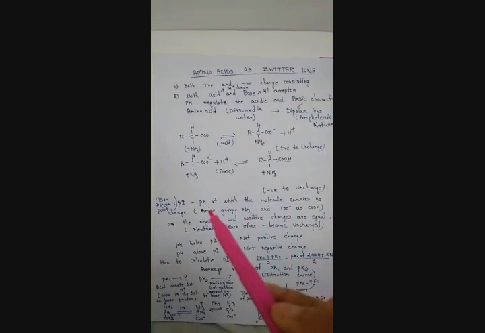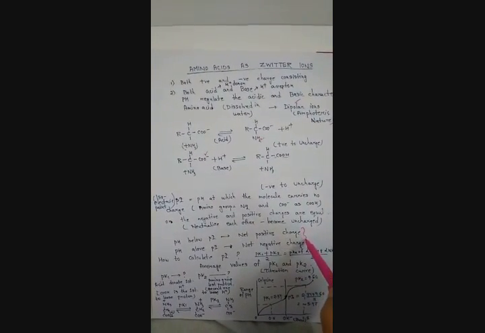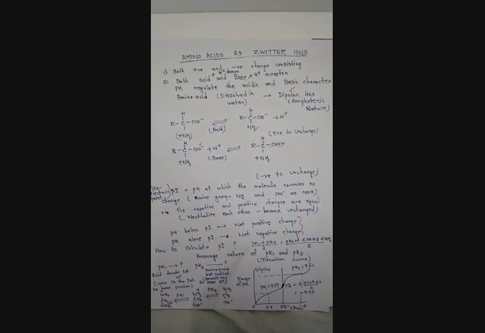So what is isoelectric point? The pH at which the molecule carries no charge, or if they have charge, the negative and positive charges should be equal, correct? And this is a very important concept. If the pH is below pI, then it will form the net positive charge, and if the pH is above pI, it will form the net negative charge. So now the question is, how can we calculate pI?